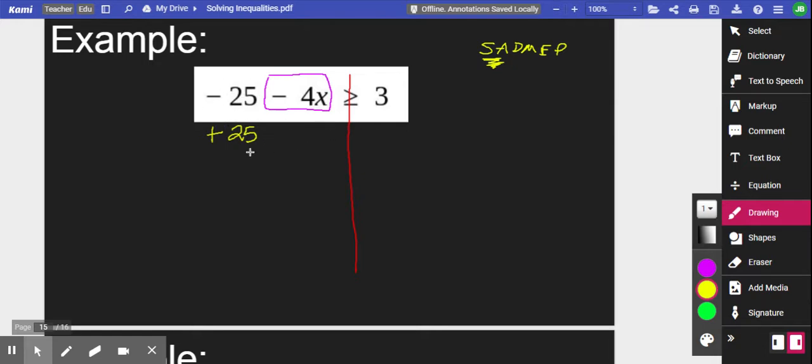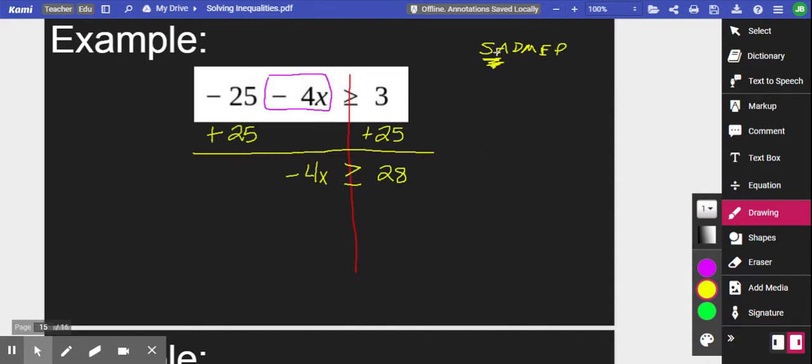My fundamental rule of algebra is whatever I do to one side, I must do to the other. So I'm going to add 25 on the right-hand side as well. When I do this, these are going to end up equaling 0. And 0 minus 4x is just negative 4x. And 3 plus 25 is going to be 28. Now, this inequality symbol is going to drop straight down because I haven't done anything to cause it to change. Remember, the only time that this is going to change is if I multiply or divide by a negative number.